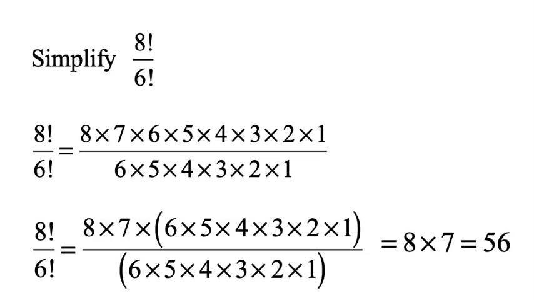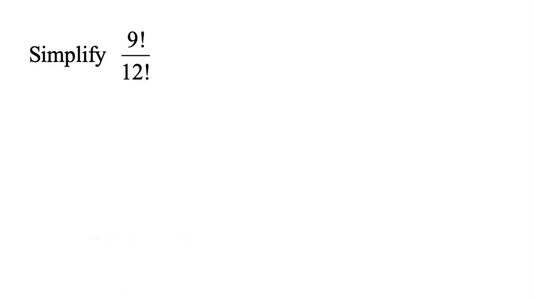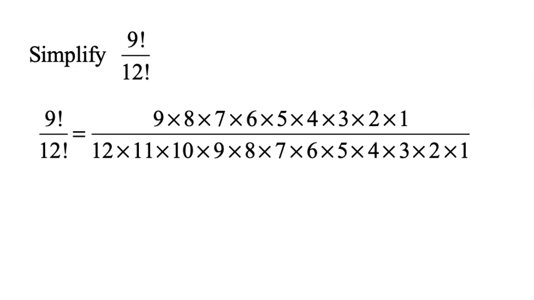And let's do one more arithmetic problem. We will look at 9 factorial divided by 12 factorial. So a larger number is on the bottom this time. 9 factorial means 9 times 8 times 7 times 6 times 5 times 4 times 3 times 2 times 1. 12 factorial, 12 times 11 times 10 times 9 times 8 times 7 times 6 times 5 times 4 times 3 times 2 times 1. And of course, a lot of things are going to cancel. So 9, 8, 7, 6, 5, 4, 3, 2, 1 on the top, 9, 8, 7, 6, 5, 4, 3, 2, 1 on the bottom, which will just leave a 1 on the top.